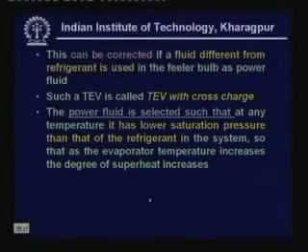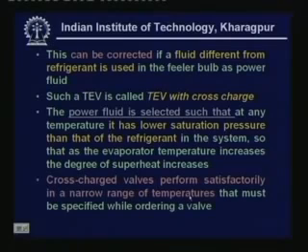Whenever you have the problem of operating the system over a wide evaporator temperature range, normally you use a cross charged thermostatic expansion valve. Of course, cross charge valves perform satisfactorily in a narrow range of temperatures. It does not mean that it will operate satisfactorily over any temperature range, but it operates satisfactorily over a certain temperature range only. And when you are selecting the valve, you must specify the range of operation.